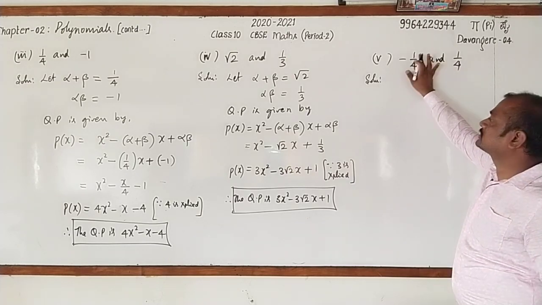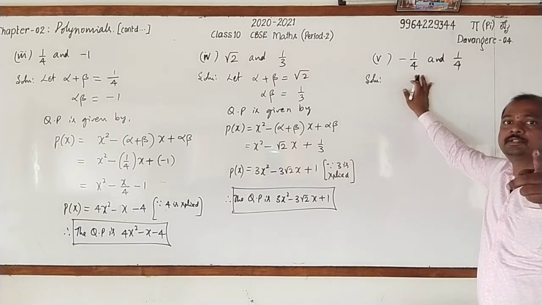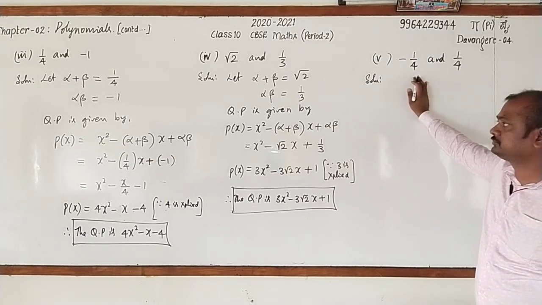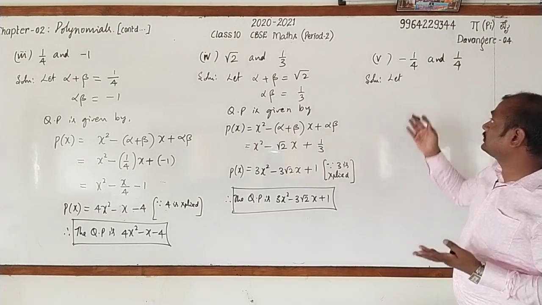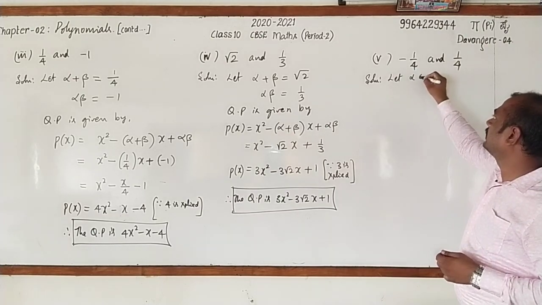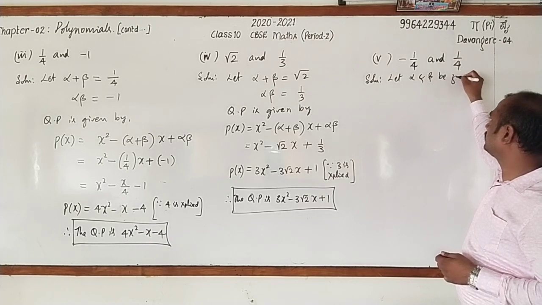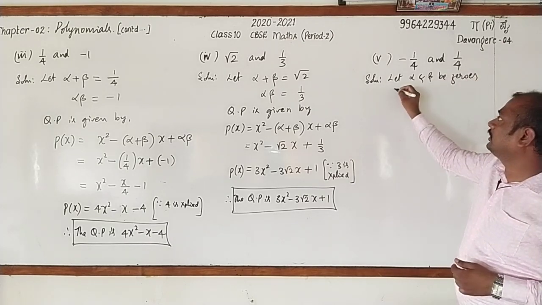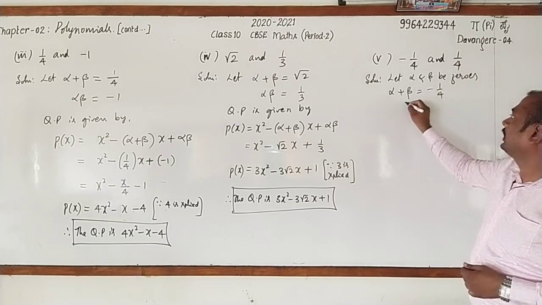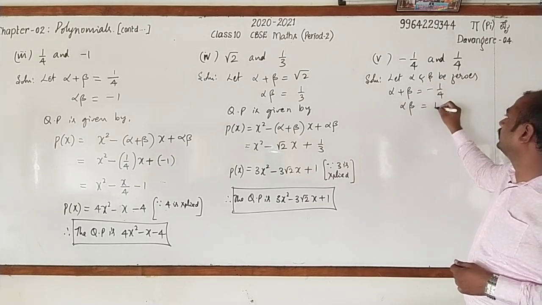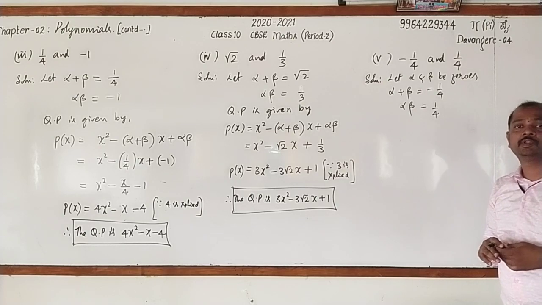Then, what does minus 1 by 4 indicate? It is the sum of zeros, that is alpha plus beta. Or even you can write like this also. Let alpha and beta be the zeros. Then alpha plus beta equal to minus 1 by 4, and alpha into beta equal to 1 by 4.